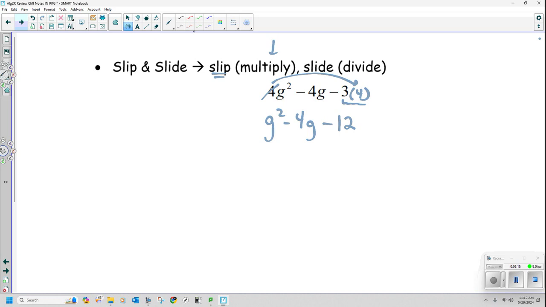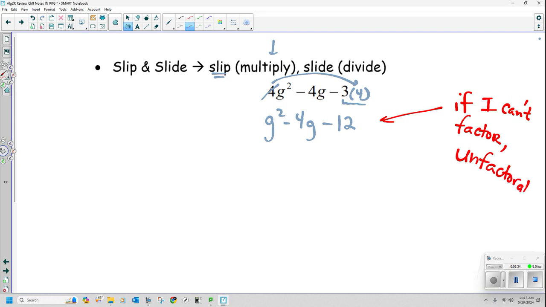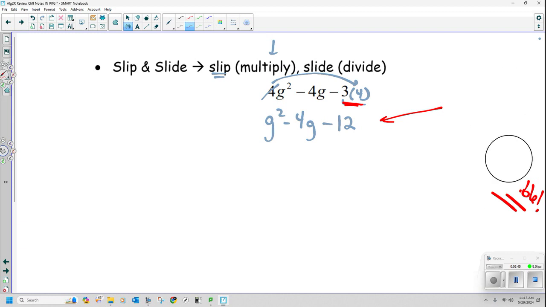And this is what I like about this. If I cannot factor at this point, then my polynomial or my expression is unfactorable. Okay? If I can't factor at this point, it's unfactorable. I only had to do one thing. I had to just do a quick little multiplication to check to see if that's factorable or not. But for our sake, this is factorable.